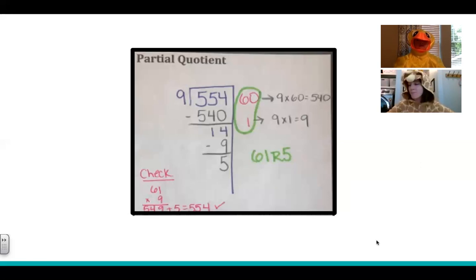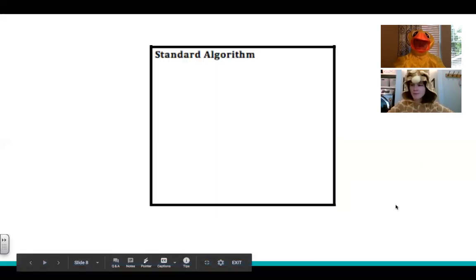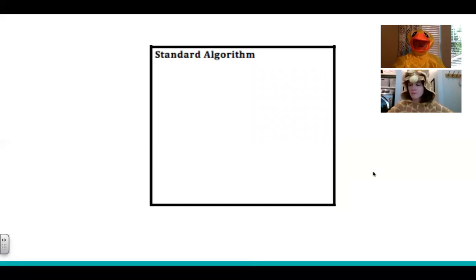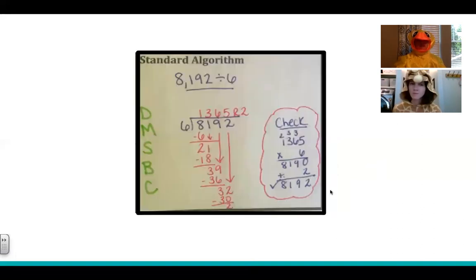True. Very good. All right, and then the one that you guys are most familiar with and the one that you really do need to learn is standard algorithm. Mrs. Moore and I know that in 5th grade, you're going to divide with decimals. So using partial quotient for that is pretty much impossible. So if you don't remember how to do standard algorithm, we really want you practicing this one because you really will need this for 5th grade. So Mrs. Moore, do you want to take this one?